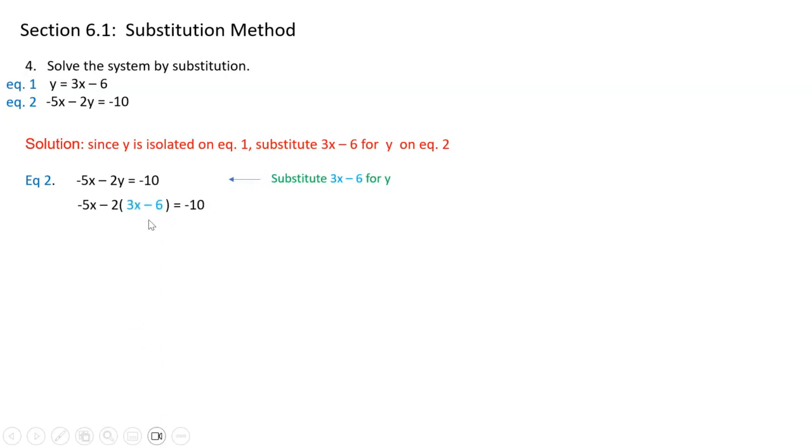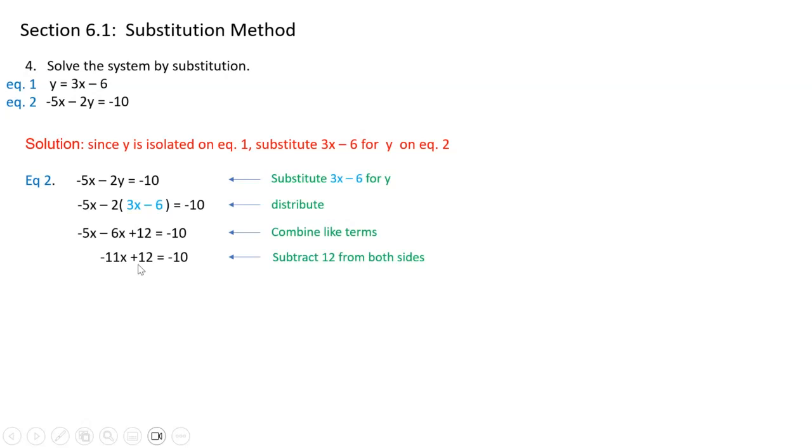Right, so we plug it in there. Now we're going to distribute. So we're going to get -5x minus 6x plus 12 equals -10. Now we combine like terms, which is negative 5x minus 6x, will give us negative 11x plus 12 equals negative 10. Now I'm going to subtract 12 from both sides.